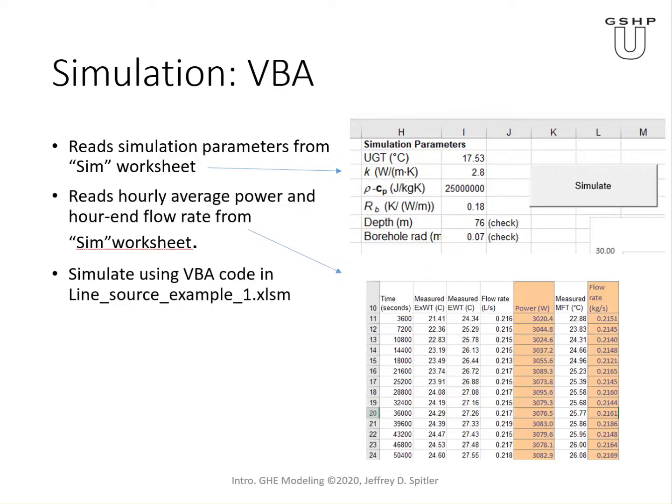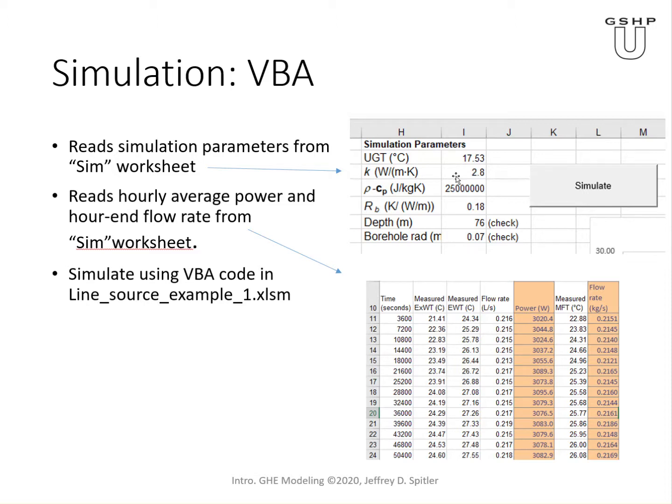And we're going to do a simulation. I'll pull it up live, but I've got a few slides that show what it is we're doing. We read the simulation parameters from a worksheet called Sim. I have the undisturbed ground temperature. Before we started the heater, he circulated some fluid, and I took the mean of the temperatures over about an 8 or 9 minute period to estimate the undisturbed ground temperature.